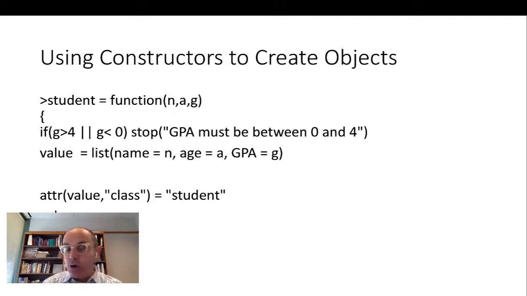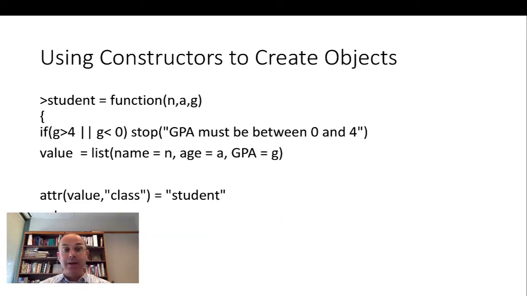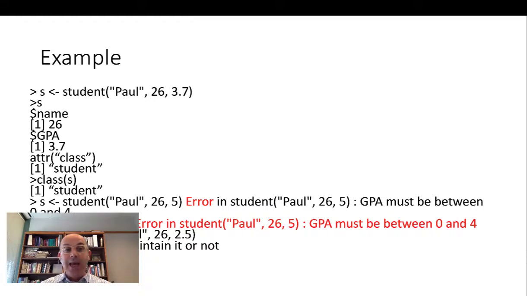So this is how I created a new object inside an object. In this example, it will create an error, because one of the things we have to remember is that we set up this function so that the GPA has to be between 0 and 4.